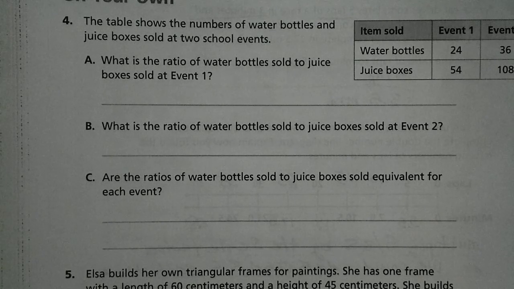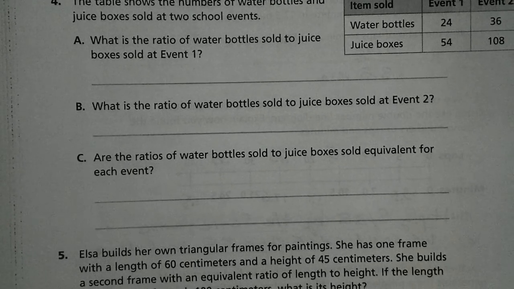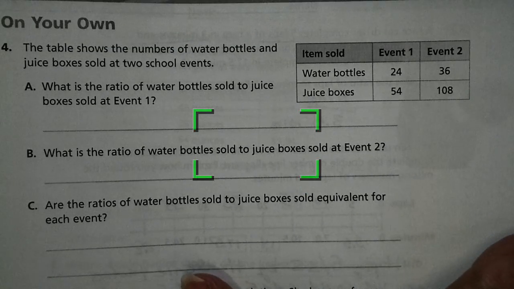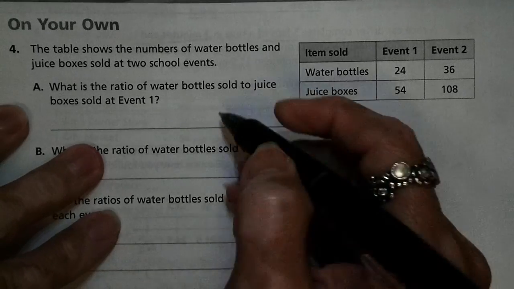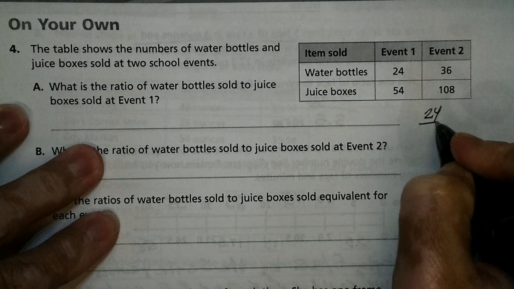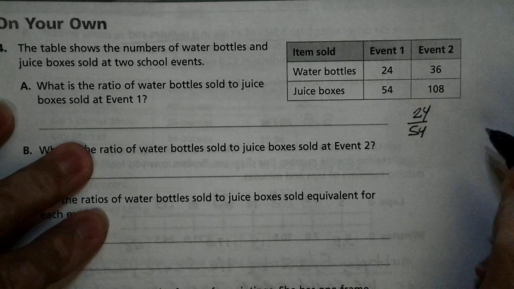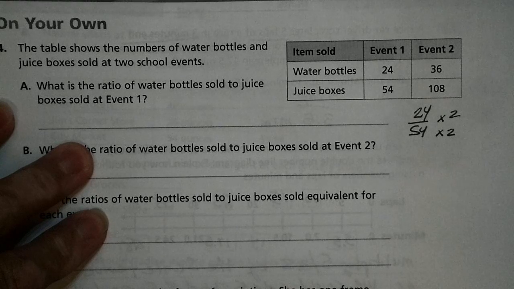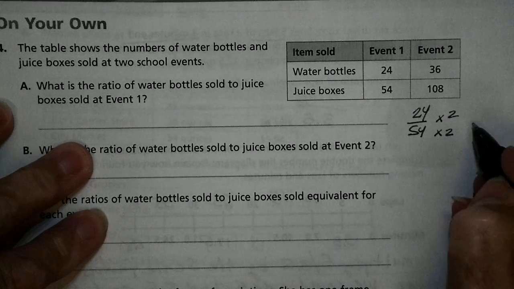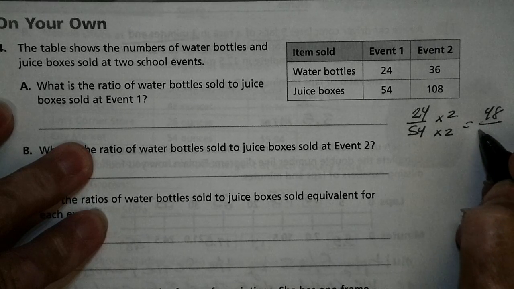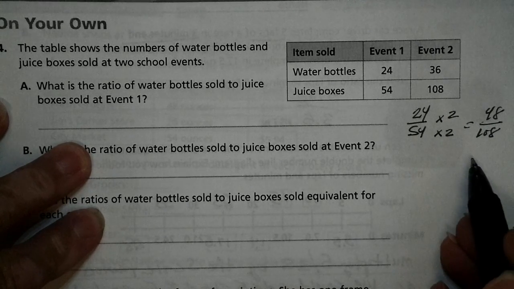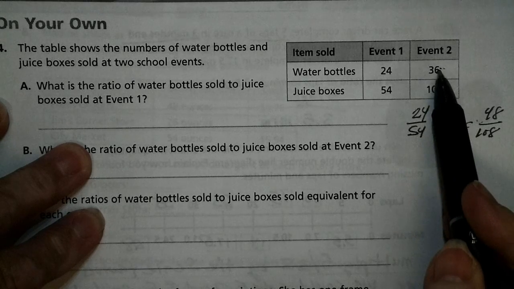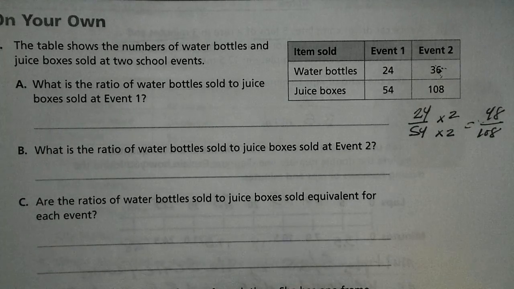For number 4, can you tell me how ratios are equivalent? So you usually use the scale factor. Like in this one, if the ratio is 24 to 54, I would need to multiply each one of them by the same number. So this would give me 48 and this would give me 108. So you can see that they were not multiplied by the same scale factor.